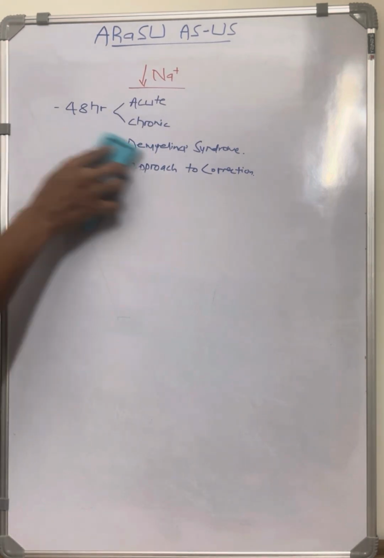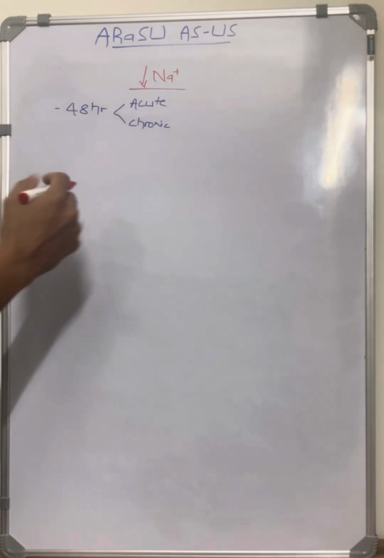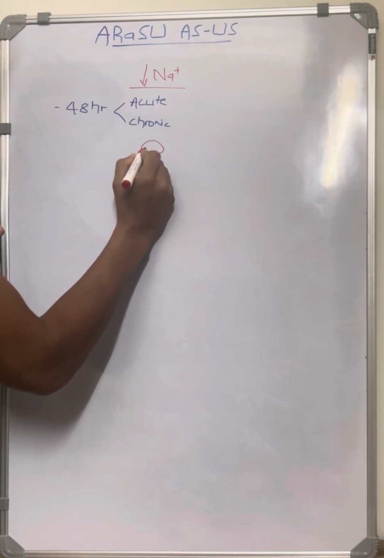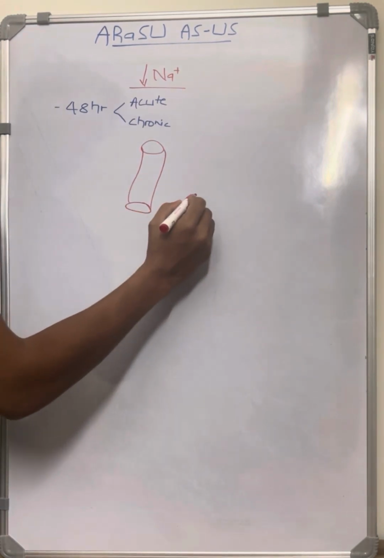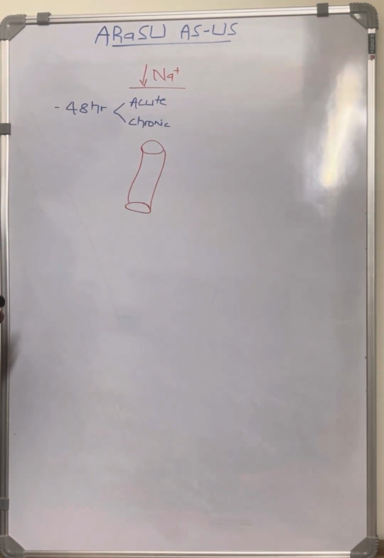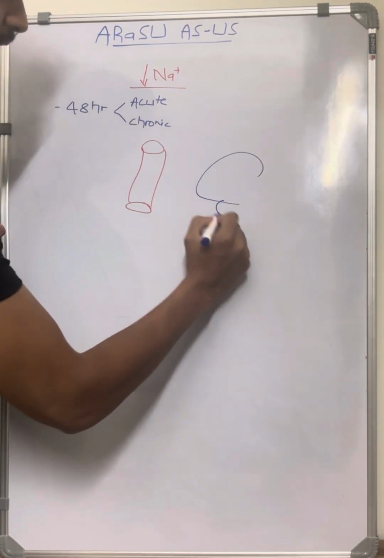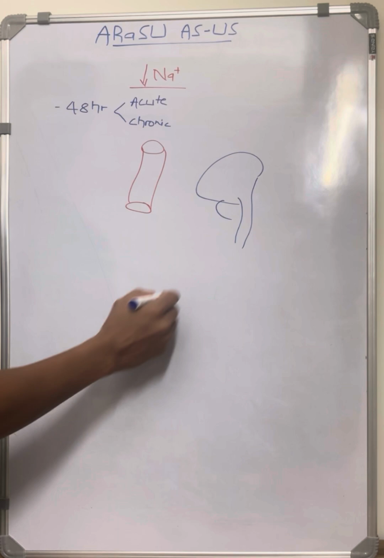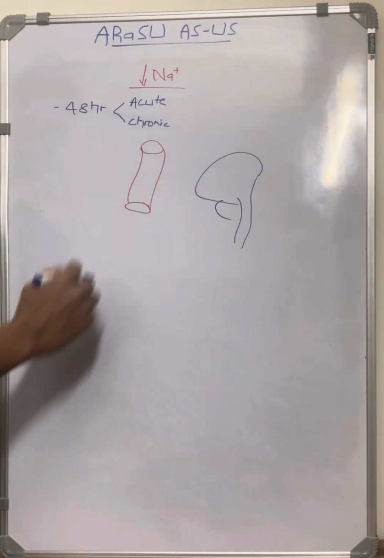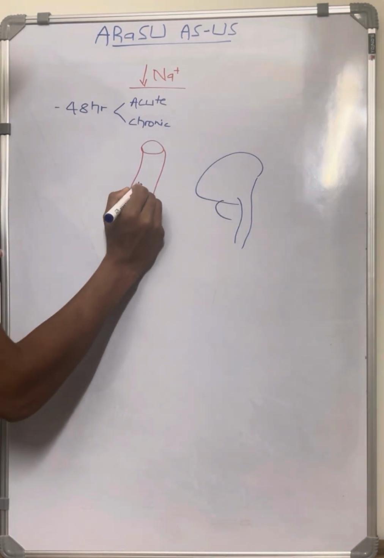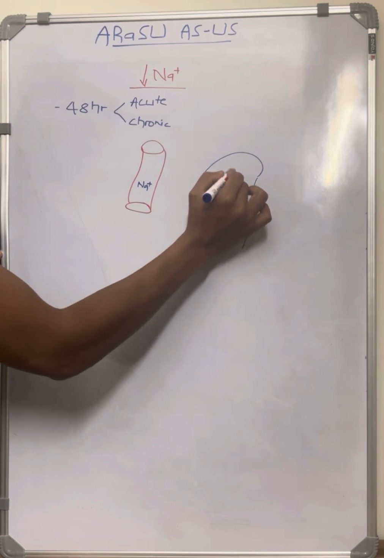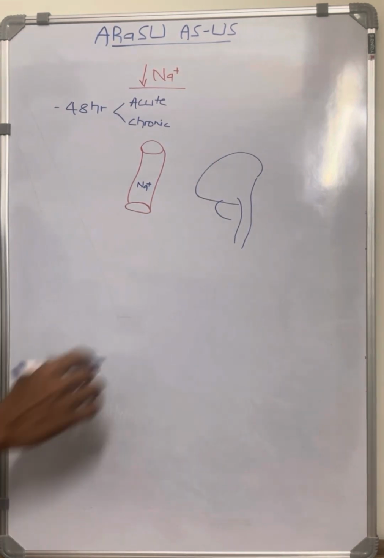For this, a schematic diagram showing blood vessel and brain parenchyma. So we'll consider these two. As we all know, sodium will be in this one, and there are various neurons in the brain tissue.